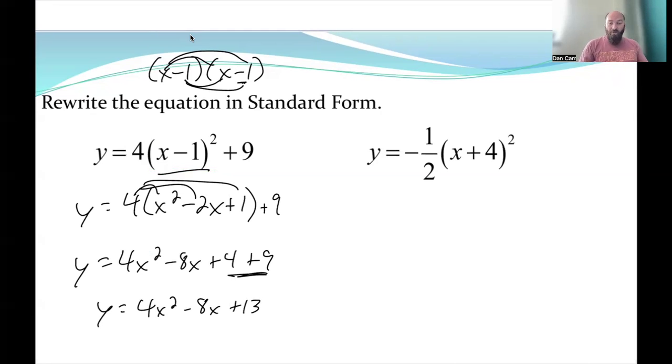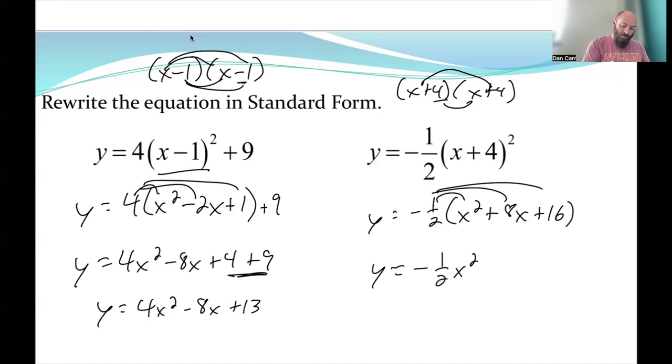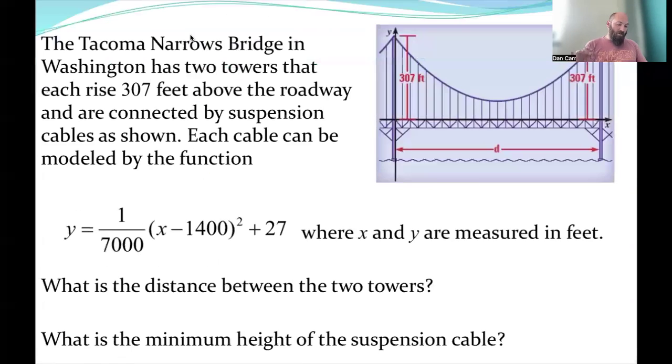And that's it. I do the same thing on this next one. I'm going to take (x plus 4) multiplied by (x plus 4). So that's going to be a -1/2 times, in parentheses, x squared, plus 4 times x, and 4 times x is going to give me 8x, and then plus 16. Final step, I'm going to take that and distribute it. So I get a -1/2 x squared, and then -1/2 times +8 is -4x. -1/2 times +16 is -8. And that's it.